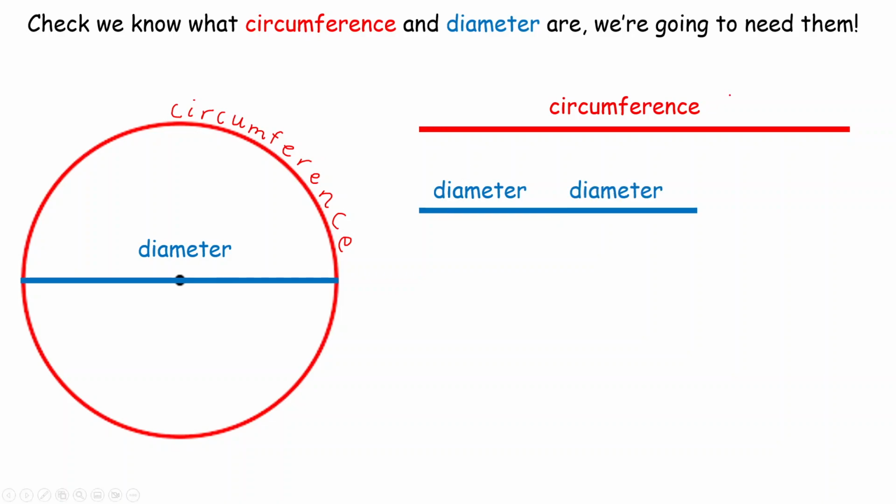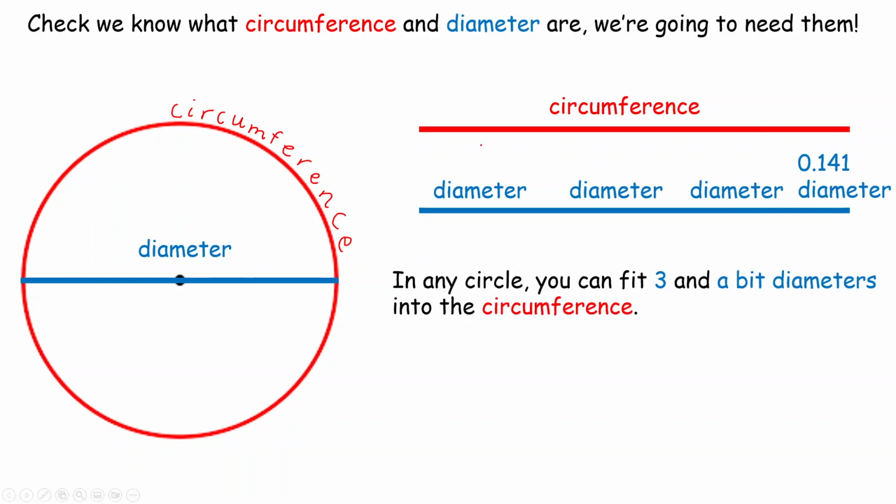So that's 1, that's 2, and that's 3. But you can see I've still got a little bit extra that I need to fill in. And that little bit extra is actually 0.141 of the diameter. So in any circle, you can fit 3 and a bit diameters. You've got 1, 2, 3 diameters and a bit, that bit being 0.141 of a diameter, into the circumference.